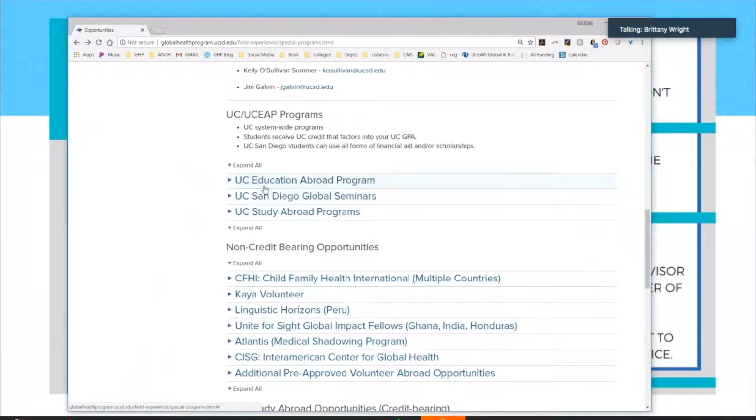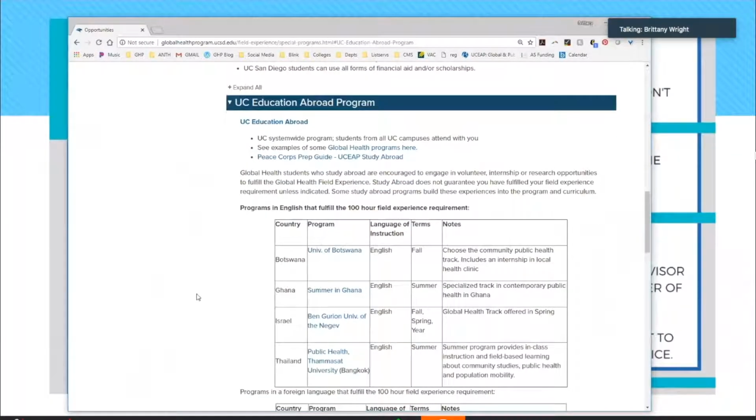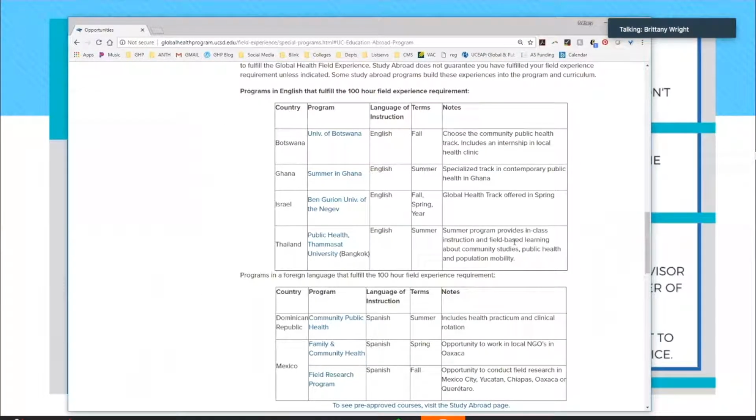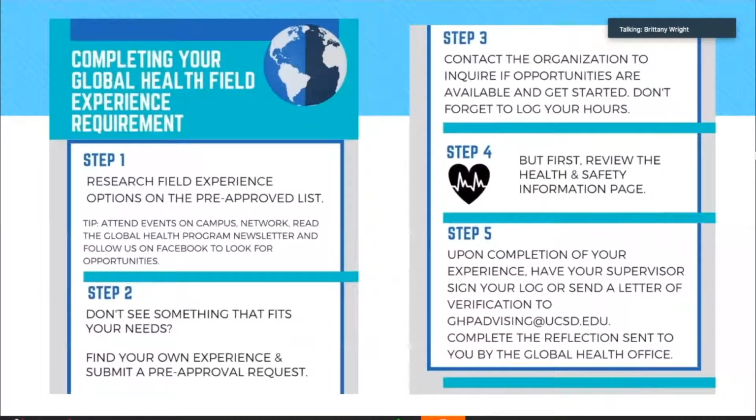So as I mentioned with Study Abroad, they have UCEAP, and they have programs that have built-in field experiences. So for example, in Botswana, they have a community public health track, and you work in a local health clinic. So that's just one example if you want to start researching ideas. As I said, I know this can be pretty overwhelming to find your field experience, and don't think that you need to find it right now. We send out a lot of information, and there's opportunities throughout the year for you to learn more about this. So you can start thinking about what you would like to do, and then be open-minded to opportunities that you're going to continue to hear about.